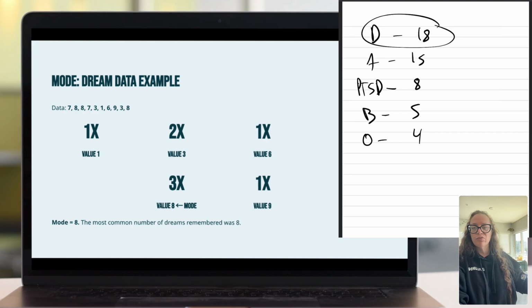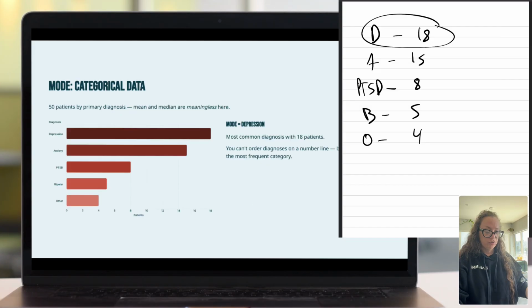You can't calculate a mean diagnosis. You can't say what the average diagnosis is. You can't order diagnoses on a number line. They don't have values. They don't have intervals. But you can identify the most frequent category, the most common category. That's what the mode does. So the mode of this is 18. Depression is the most common diagnosis.